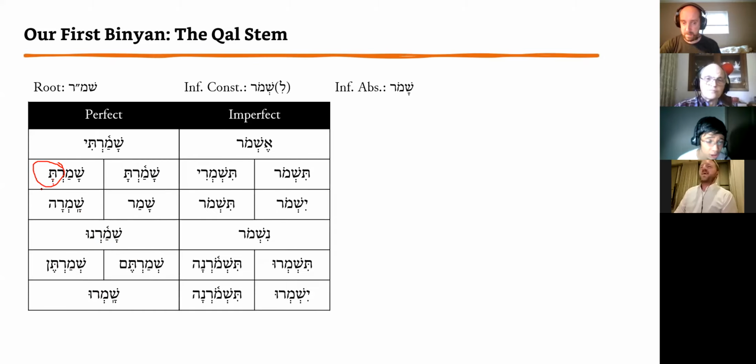So there we go. The imperfect is the prefix tense, right? And it's eshmor, tishmor, tishmeri, yishmor, tishmor, nishmor, tishmeru, tishmorna, yishmeru, tishmorna. Where these two forms have the same shape in the feminine plural, second and third person.